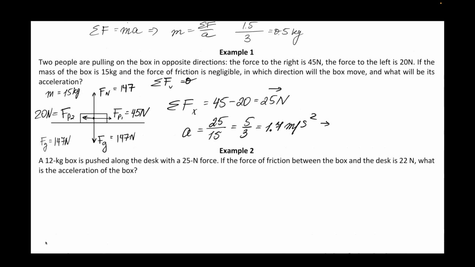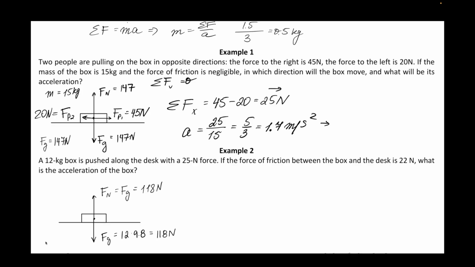In example 2, it's very similar. It again is a box on the ground and it's being pulled with just one force, but there's force of friction in the opposite direction. It's a 12 kilogram box, so I'm going to have force of gravity, which is 12 times 9.8, 117.6, so I'm just going to say 118 newtons. And normal force is going to match it exactly.